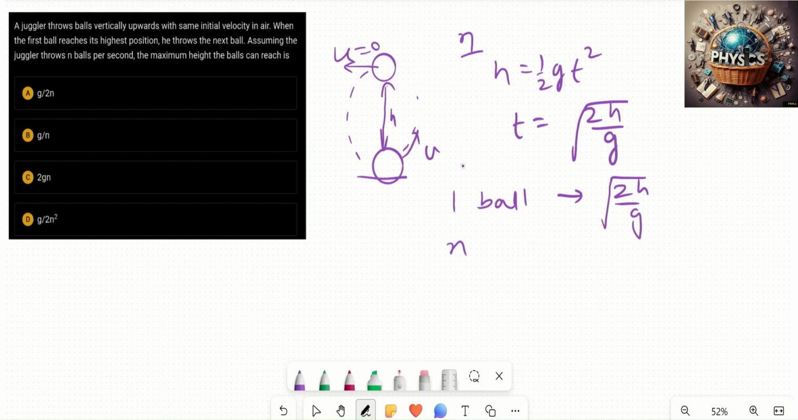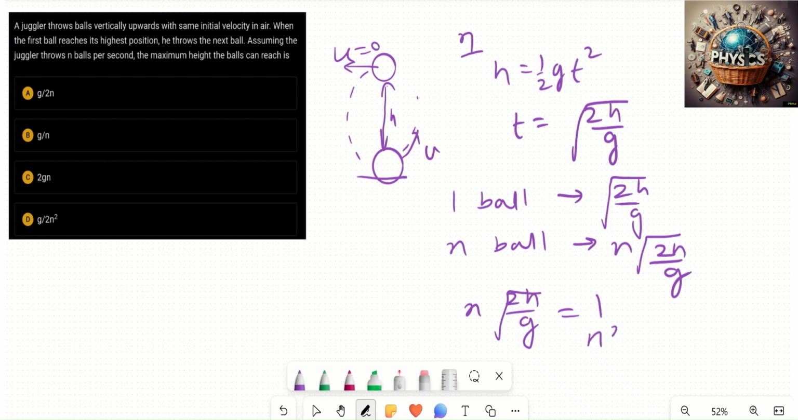So for n balls, how much time does it take? Time will be n into square root of 2h by g. And n balls are thrown in 1 second, which means that n into root 2h by g is equal to 1, correct? So if we square both sides, we get n square into 2h by g equal to 1, or h equals g by 2n square. So we see there is an option g by 2n square, so D is the correct option.